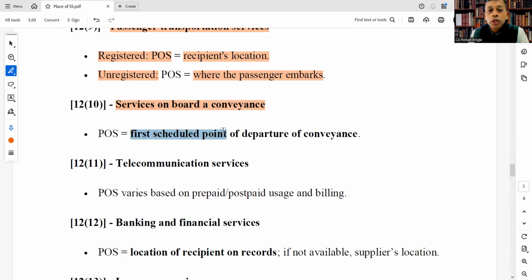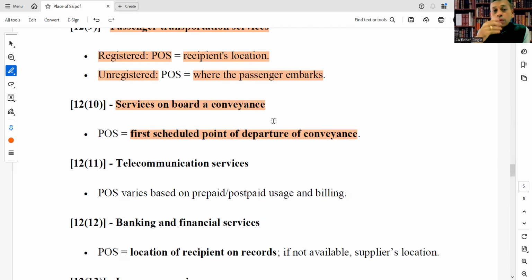The first scheduled point of departure of the conveyance. Okay, it means if it is from Mumbai to Delhi, and in between it also halts at Gujarat, but for services on board of the conveyance, the place of supply would be Mumbai. So the first scheduled point of departure of the conveyance will be Mumbai. Example we have just taken. So for services on board of a conveyance, the place of supply will be the first scheduled point of departure of the conveyance, not where services are actually performed. Understood? That is the difference.